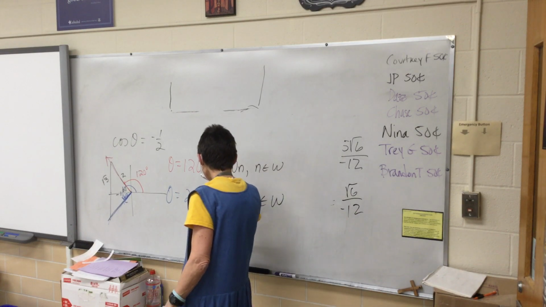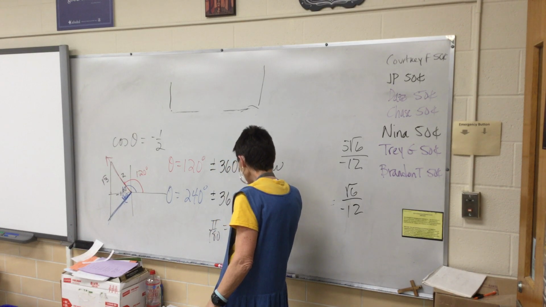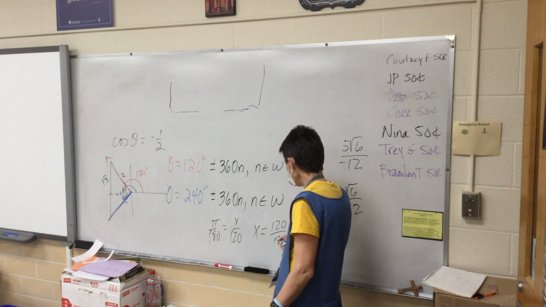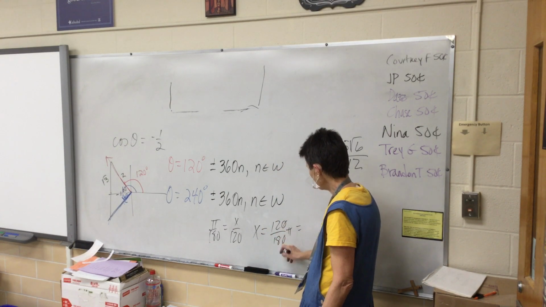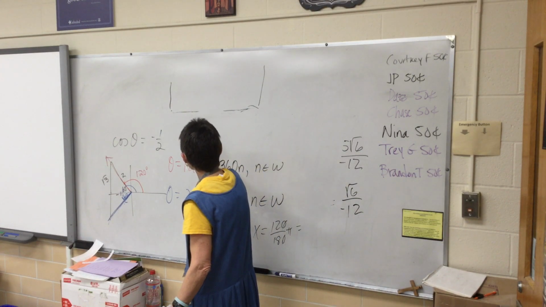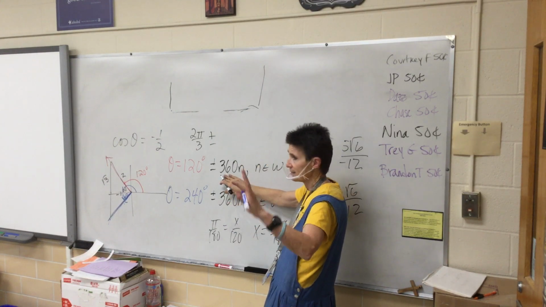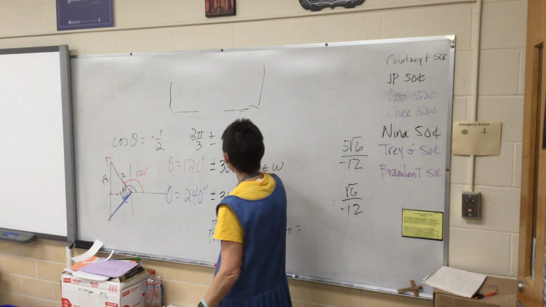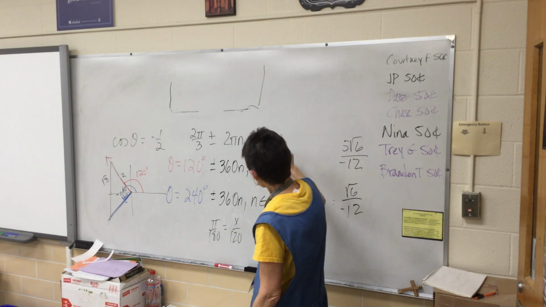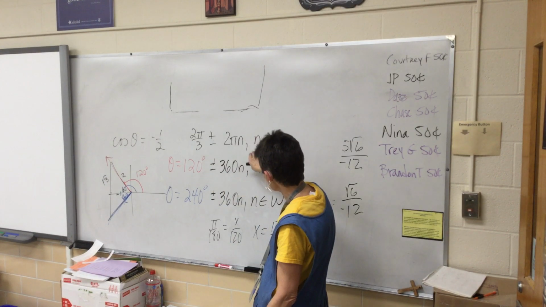So pi is to 180, as something is to 120. I think I just did this. So x is 120 over 180. Yeah, I did. That's 2 pi over 3, right? So 2 pi over 3 plus or minus what? I won't say 360, 2 pi n. So these are exactly the same. This one's in degrees and this one's in radians.